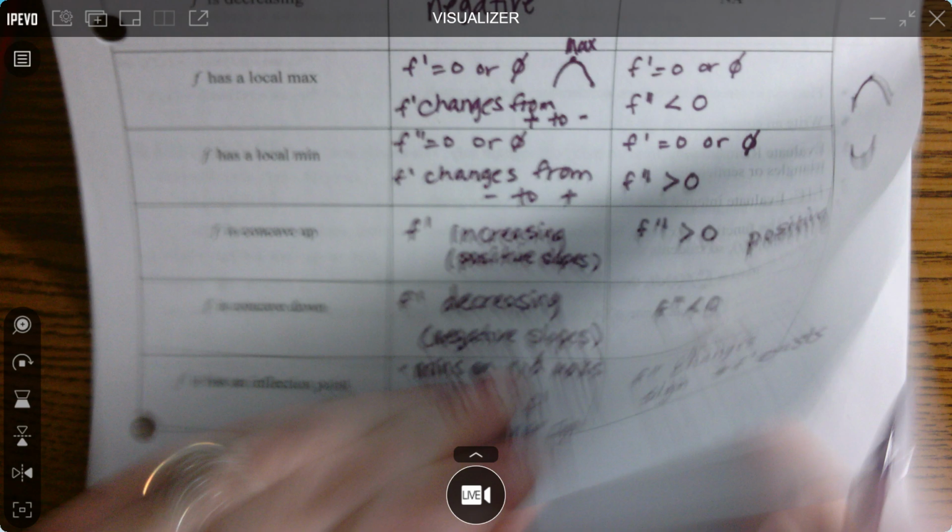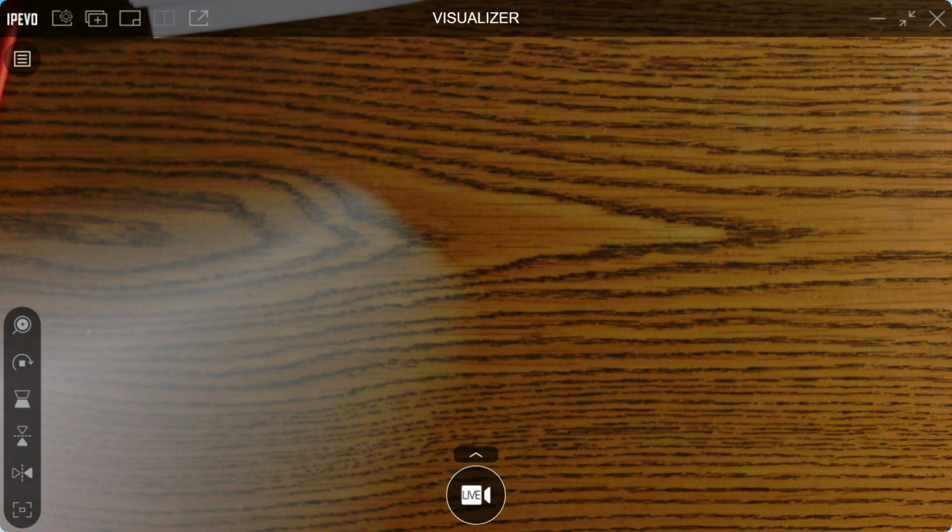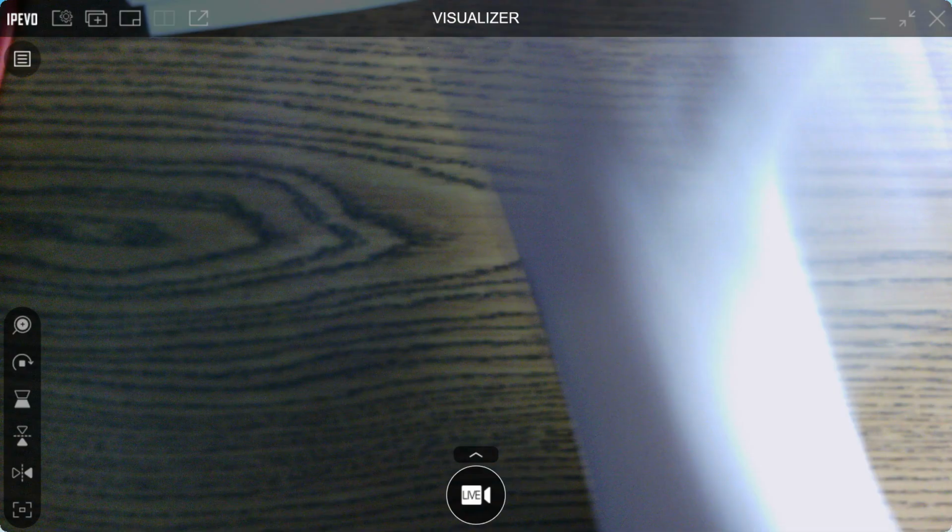Okay, on to the second page. I'm going to get a different marker because my marker went through. Sorry, just give me a moment.